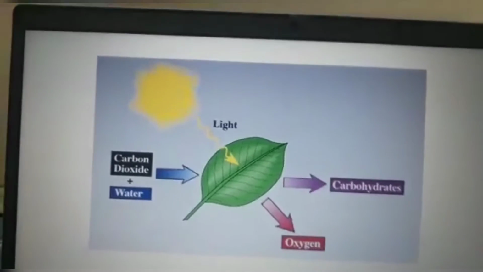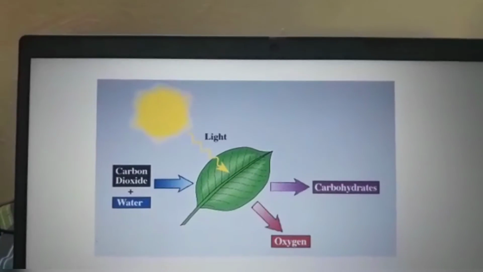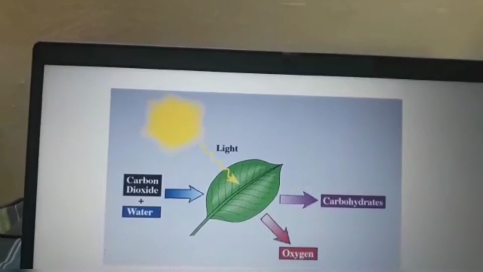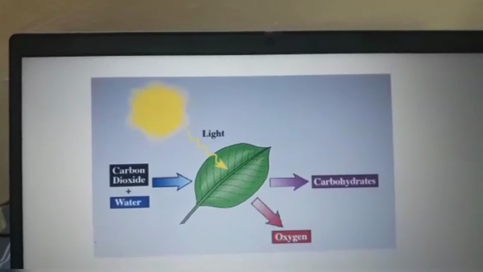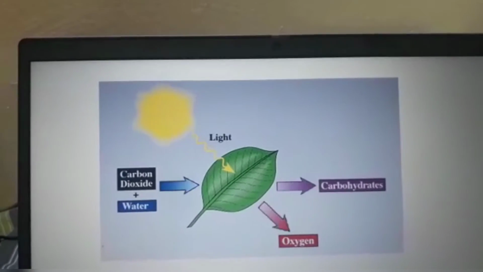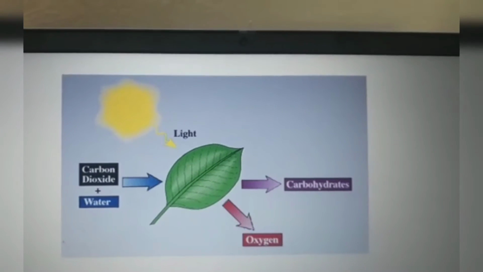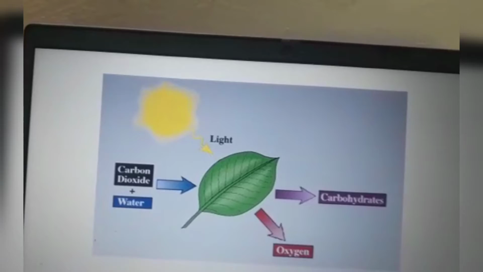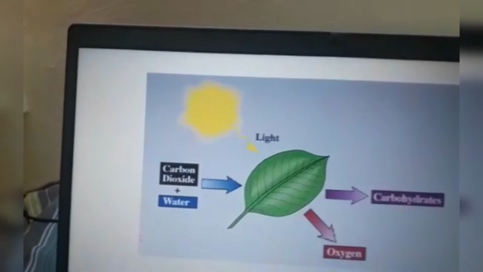So what is the definition of the photosynthesis process? Now you are in grade 10 students, so how will you write this process? The process in which green plants convert two substances like carbon dioxide and water, that means simple inorganic molecules, into complex organic molecules such as carbohydrate or food or glucose, with the presence of sunlight and chlorophyll, and also they release oxygen and water. This process is known as photosynthesis.